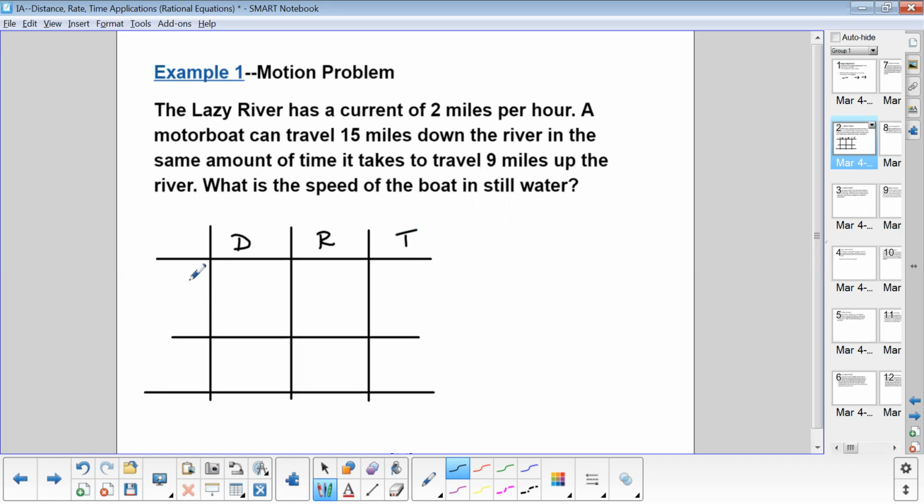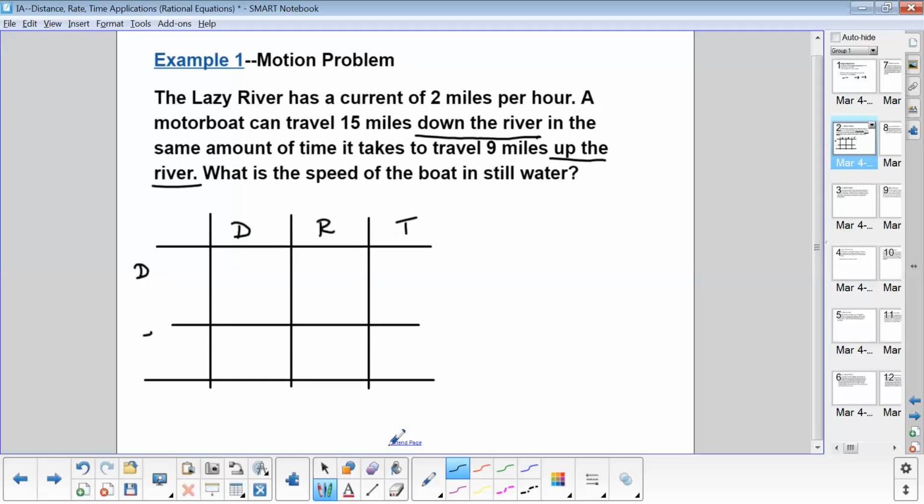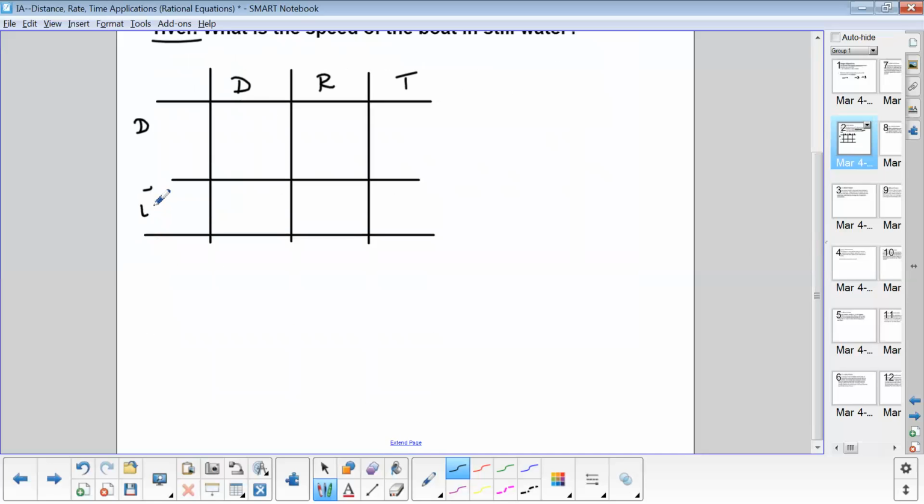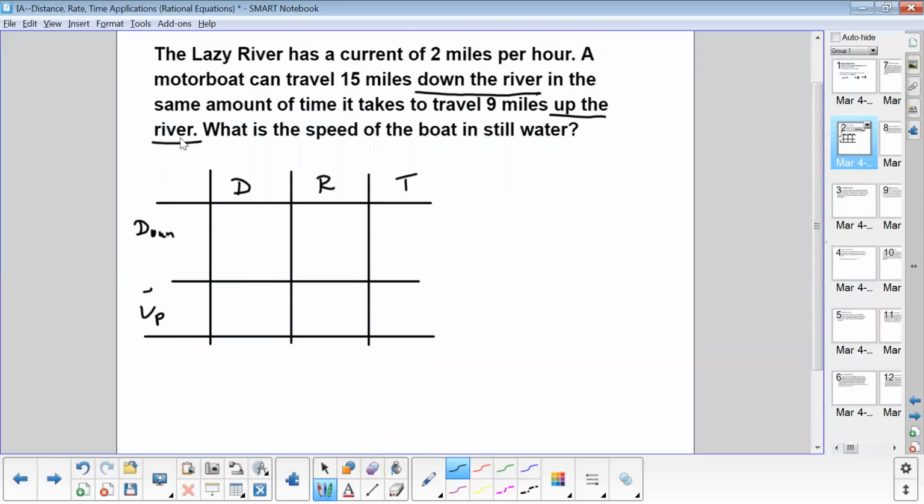When I say downriver, that just means you're going with the current. When I say up the river, that means that you're going against the current. So this is saying that a motorboat can travel 15 miles downriver. So we'll call this downriver, and we'll call this part upriver. That total distance for downriver is 15.